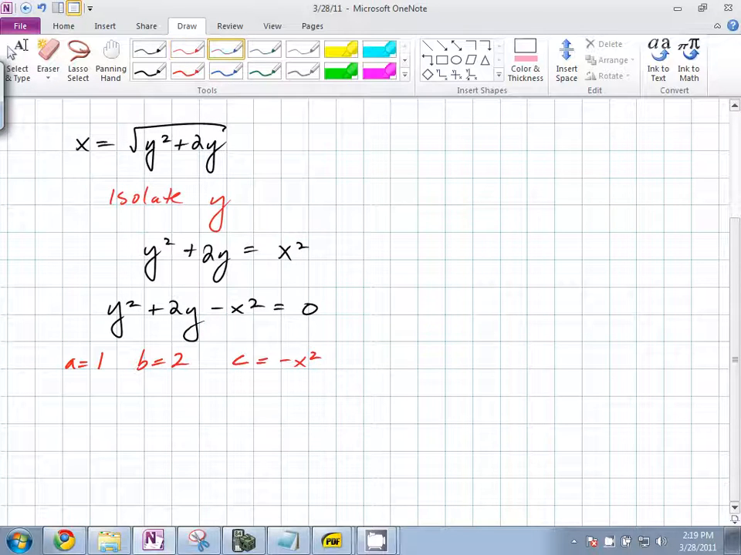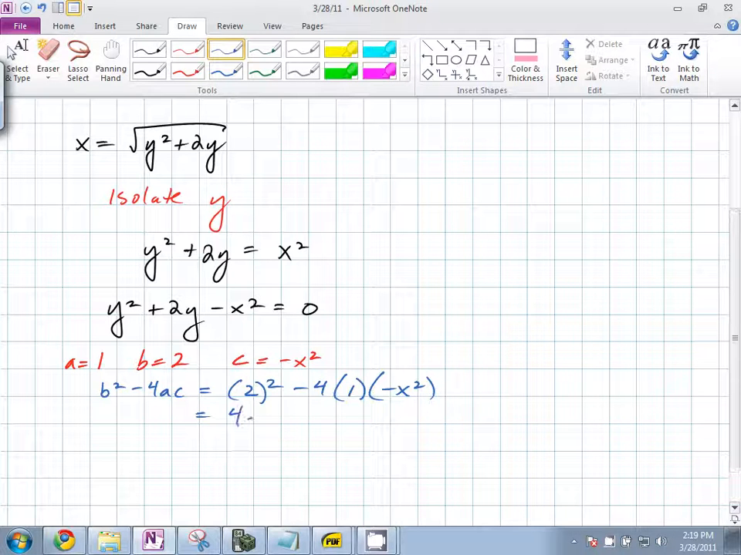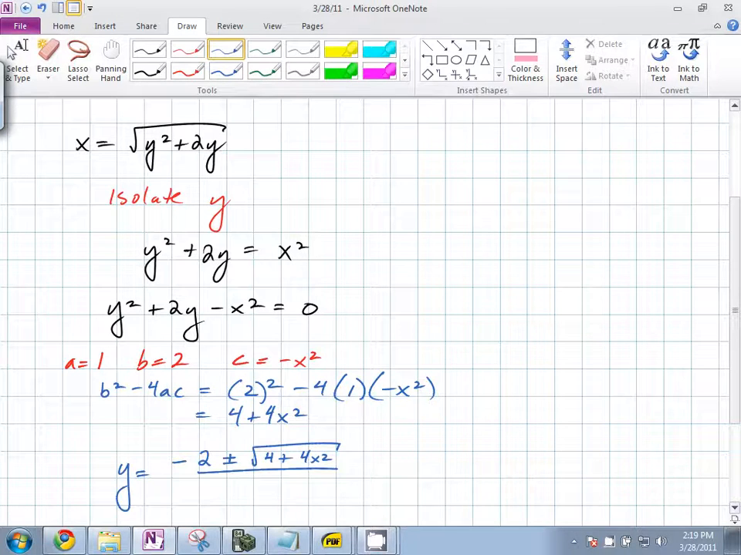You do the discriminant first. B squared minus 4ac. What is b? 2 squared minus 4 times negative x squared. So what's the discriminant? 4 plus 4x squared. So what does this mean? Y is equal to negative b, which was negative 2, plus or minus the square root of what? All over 2 times 1, so 2. Let's simplify this now.